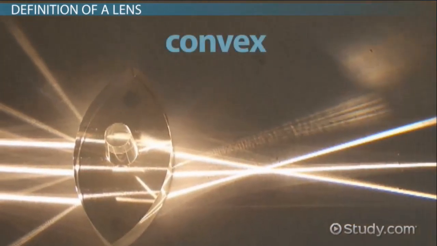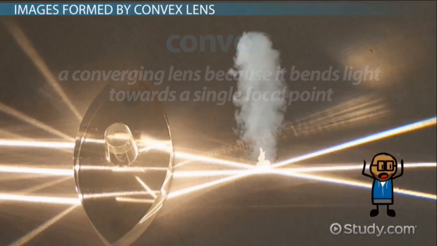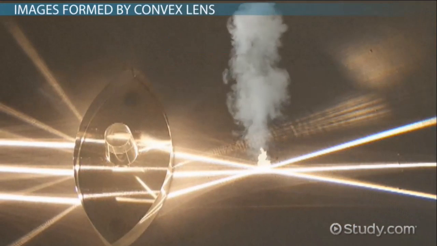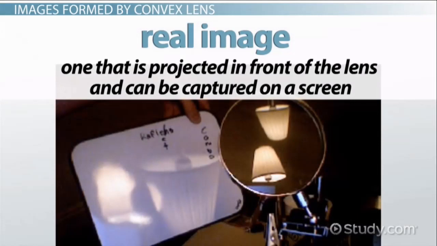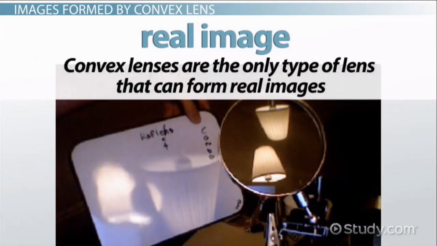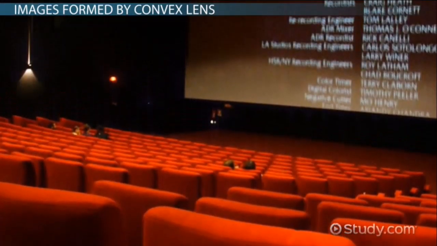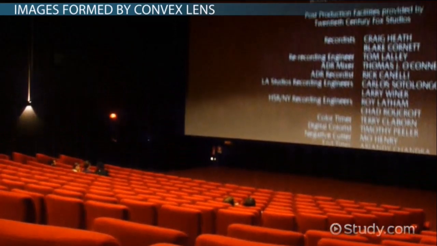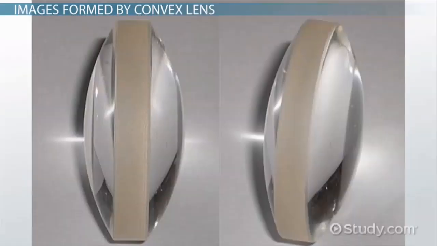A convex lens is also known as a converging lens because it bends light towards a single focal point. Convex lenses can form two types of images, real and virtual. A real image is one that is projected in front of the lens and can be captured on a screen. Convex lenses are the only type of lens that can form real images. If you've ever seen a movie in a theater, then you've seen a real image created by a convex lens. Projectors, like those used in movie theaters, use convex lenses to project real images onto screens.